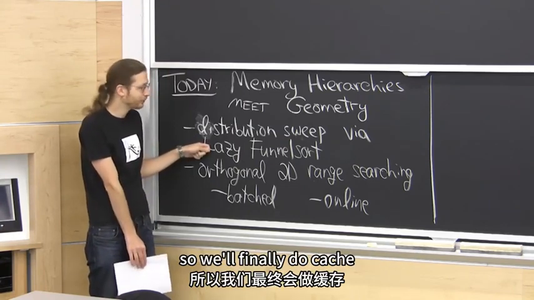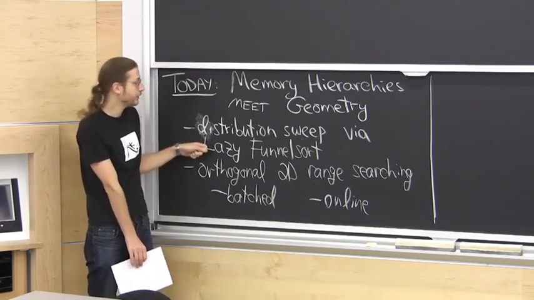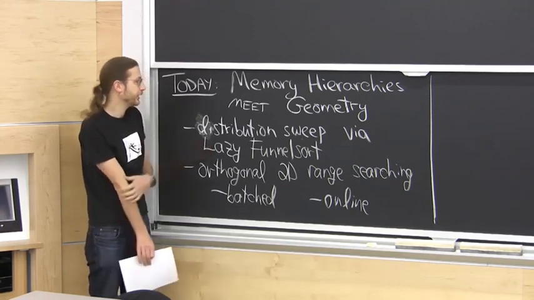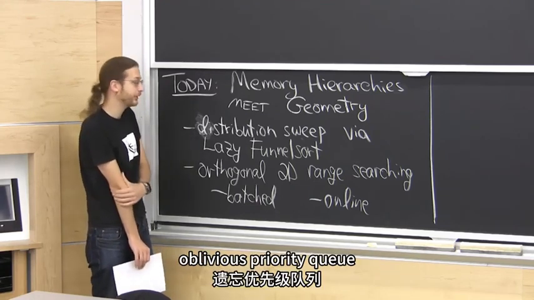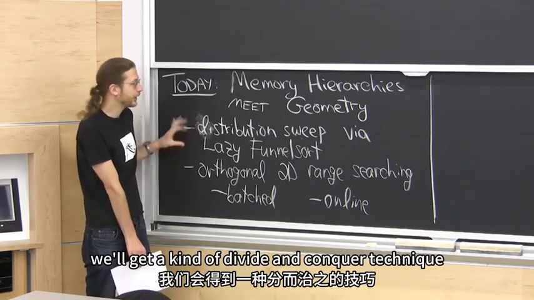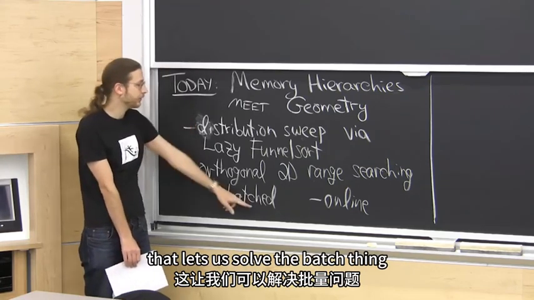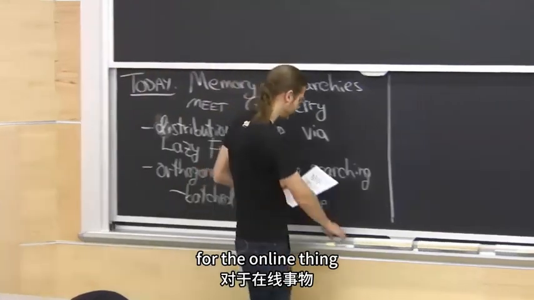So we'll finally do cache oblivious sorting and optimal n over b log base m over b of n over b, using a particular algorithm called lazy funnel sort, which you can actually also use to make another kind of cache oblivious priority queue, but we won't get into that. And so by combining those two things, we'll get a kind of divide and conquer technique for geometric problems that lets us solve the batched thing. And then we'll use completely different techniques for the online thing.